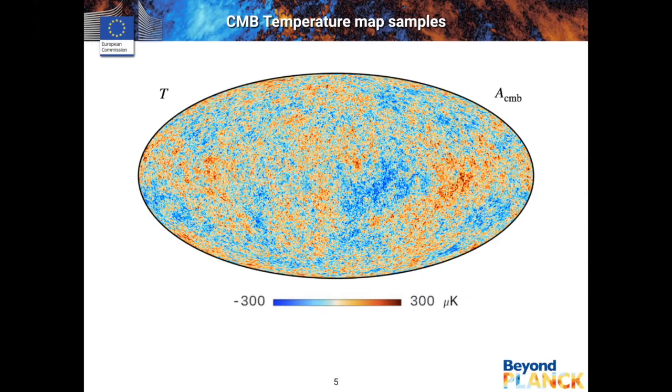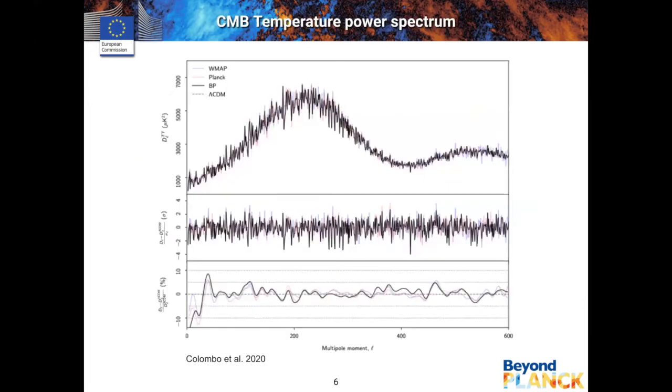What we get from this set of maps is, of course, an estimate of the CMB temperature power spectrum, which is this black line, to be compared with the Planck and Commander map estimates, and with this dashed line, which is the lambda CDM best fit, referring to the Planck 2018 best fit. And you can see from the bottom plot that our result is in very good agreement with all these other estimates.